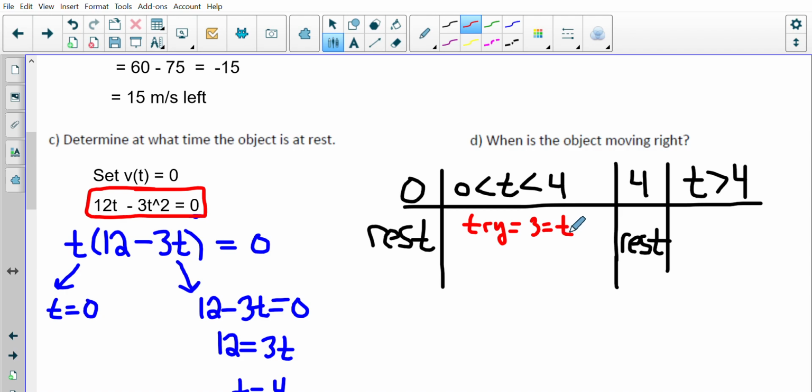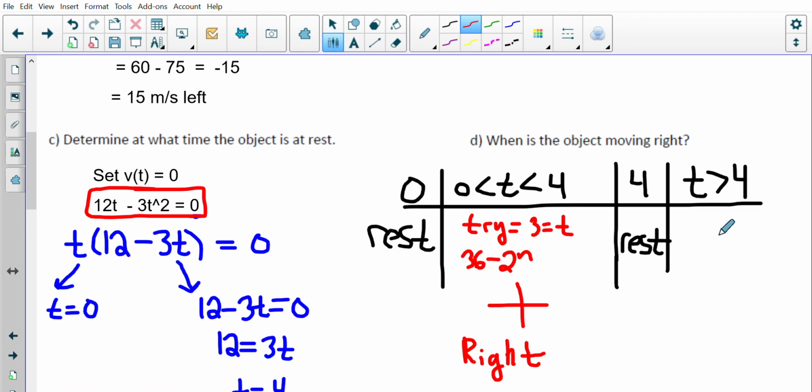Oops. All right, so I put a 3 in here. Let's see here. 12 times 3 is 36, minus, and this is just a trial. You could try 1. That would probably have been an easier number. So then t squared: 3 squared is 9, times 3 is 27, so I get minus 27. So it is positive, which means on the interval 0 to 4, this object is moving right.